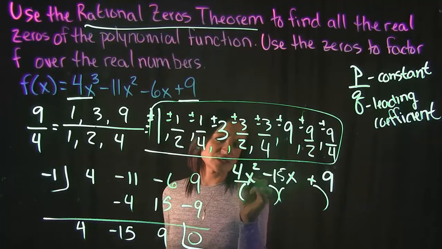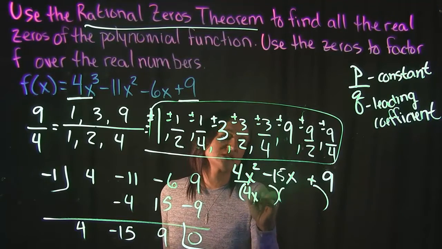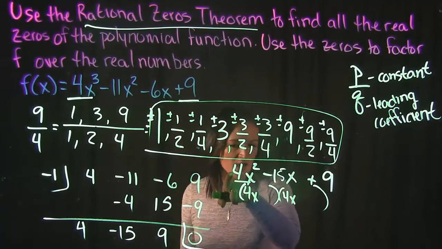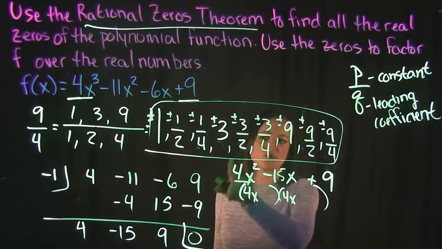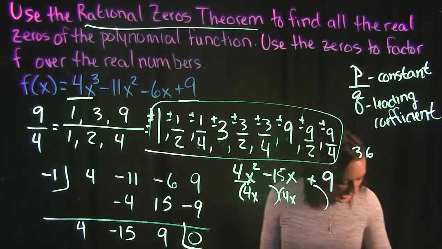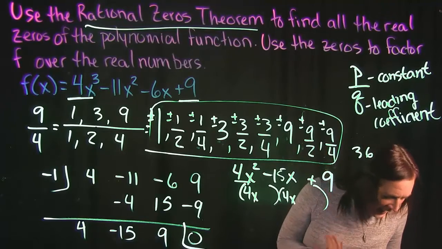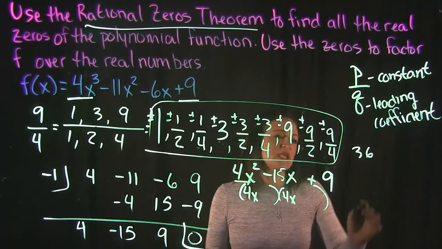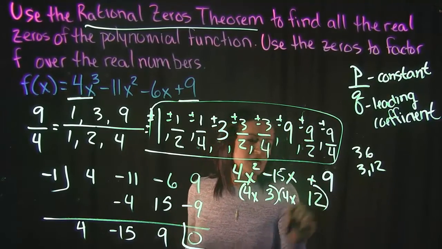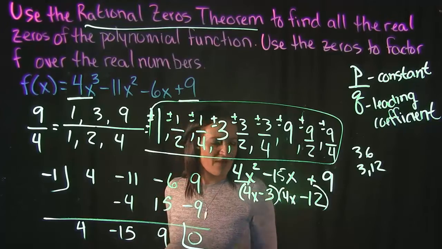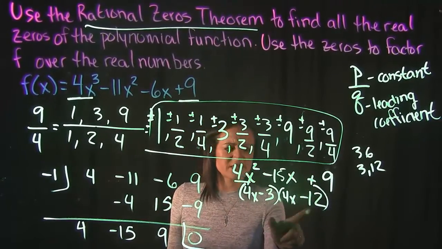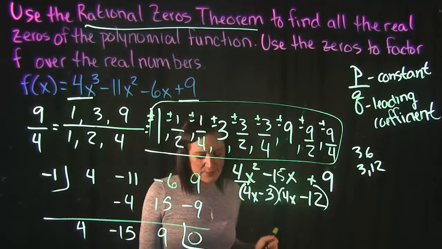No-fuss factoring tells us for the first factor, repeat that twice, 4x times 4x. Second step, take the first coefficient times the last, so 4 times 9 is 36. We're looking for what multiplies to get 36, but adds or subtracts to get 15. And that would be a 3 and a 12 there. Looking at my signs, these are both going to be negative, since negative times negative is positive, and negative 3 plus negative 12 is a negative 15.